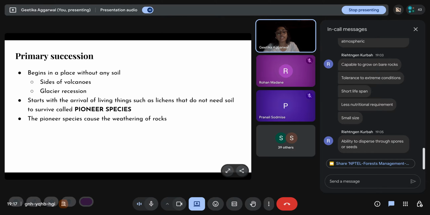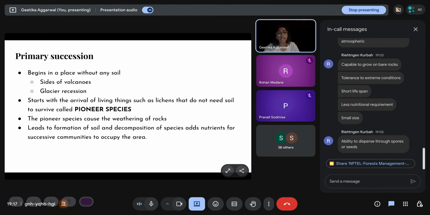They do not need soil to sustain themselves, they can just survive on rocks. Then the pioneer species lead to the weathering of rocks and trigger ecological succession, which leads to the formation of soil. Decomposition of dying species adds nutrients for successive communities to occupy the area. Because these pioneer species are causing the rocks to break down, eventually soil will form. And the species that were there and are dying, their biomass getting included in the area, adds nutrients for other species to occupy, right? And it's mostly slower than secondary succession because it starts from bare rock.